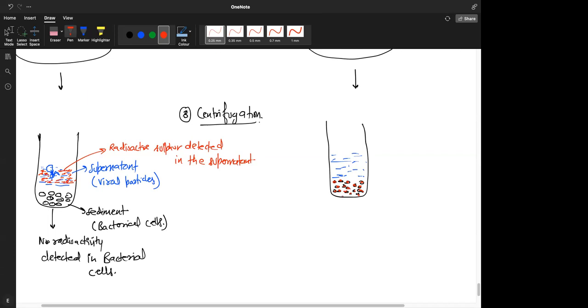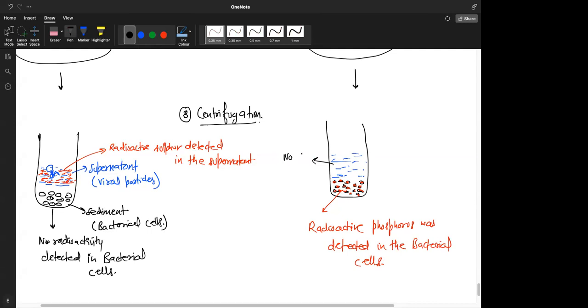So here you can write: radioactive phosphorus was detected in the bacterial cells, and no radioactivity in the supernatant.